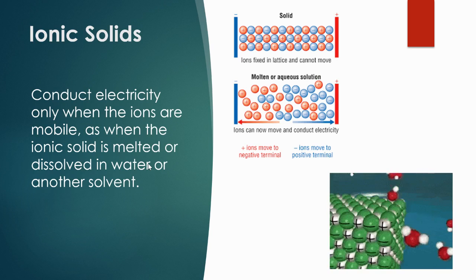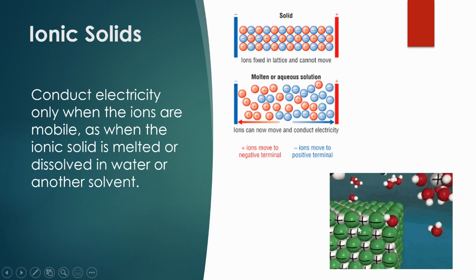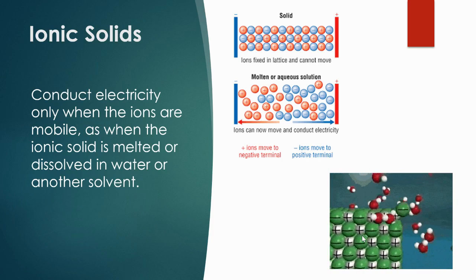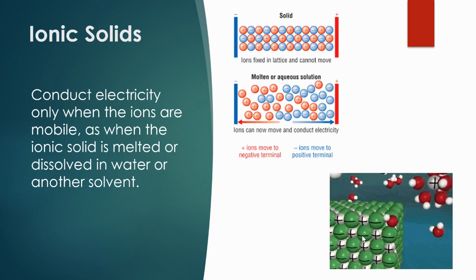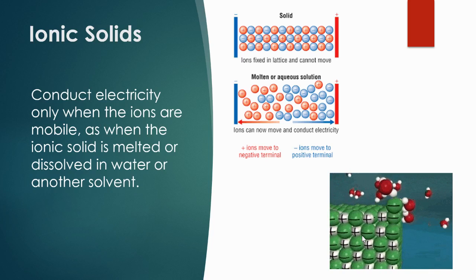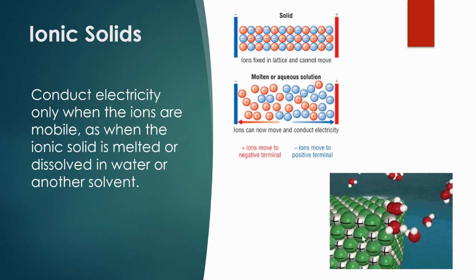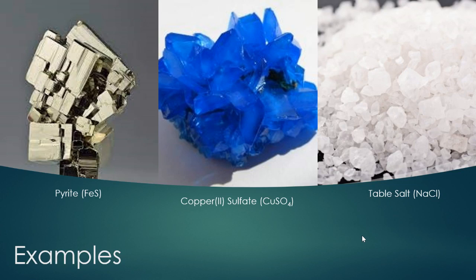Ionic compounds can also conduct electricity when they're dissolved in water. When dissolved in water, as in this animation in the bottom right, the poles of the water molecules attract oppositely charged ions, which pulls the ions apart from one another, and then those ions are free to move throughout the solution, which allows them to conduct electricity because the charged particles are free to move. Three examples of ionic compounds: pyrite, which is iron sulfide, copper 2 sulfate, this blue substance you see here, and table salt, sodium chloride.